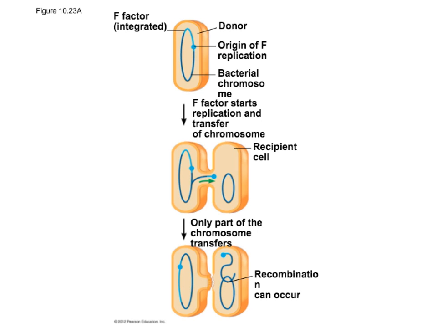So here you can see where we have the F factors integrated. We've got the donor, we've got the origin. That's where we're going to start our replication. We'll replicate, and then we're going to add it to a second, the recipient cell. The recipient cell will then integrate it into their DNA, and now it's recombinant.